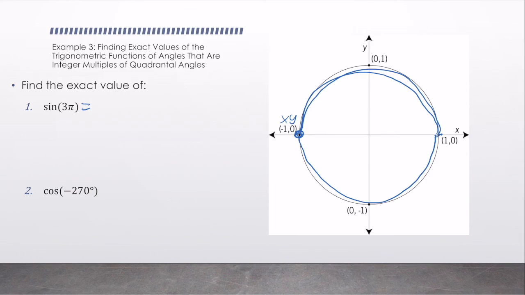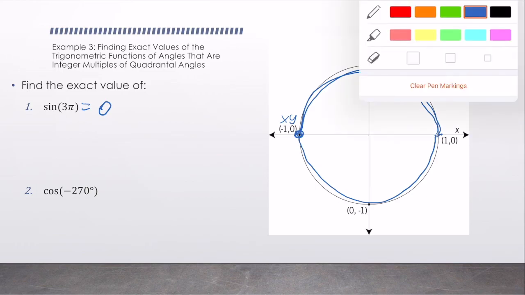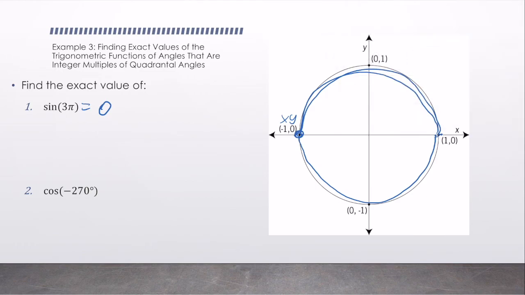Let's switch colors and I'll look at cosine of -270 degrees. Remember, we always go counterclockwise. So if I have a negative degree, I'm going to go clockwise. I've got -90, -180, -270, right? This would be -270 degrees, x and y. Cosine is x, so I have a cosine of 0 for -270 degrees.